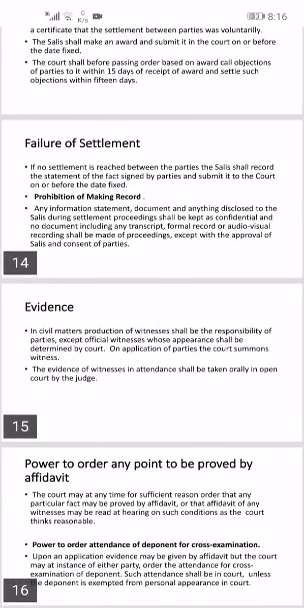Failure of settlement. If no settlement is reached between the parties, the salis shall record the statement of the facts signed by the parties and submit it to the court on or before the date fixed.